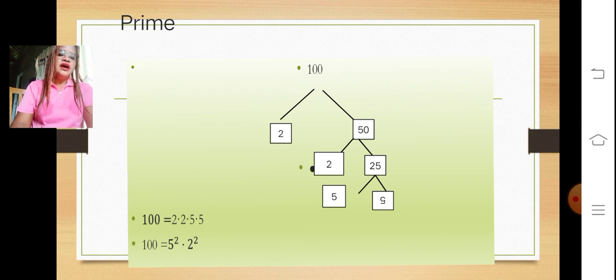Another, 25 is a factorable number. Since 25 is factorable by 5, 25 divided by 5 is equal to 5. The prime factors of 100 are 2 times 2 times 5 times 5, or 100 is equal to the square of 5 times the square of 2. This example satisfies our first theorem, which is n is greater than 1, which is 100 is greater than 1, and the product of p1, p2, p3, and so on until pn.